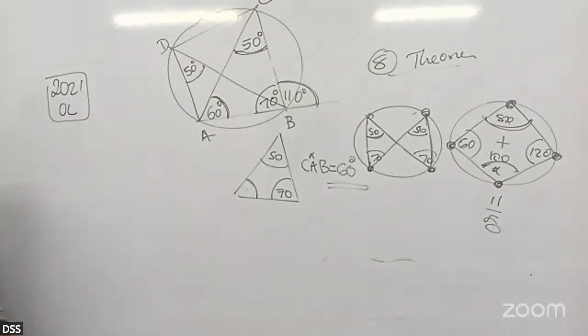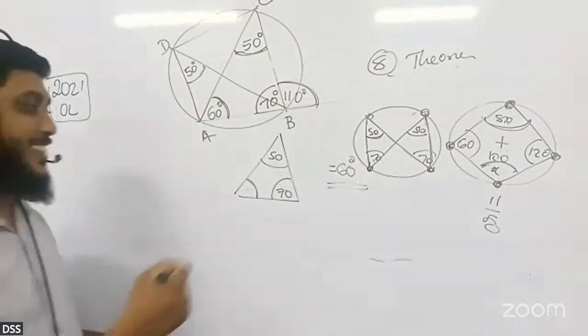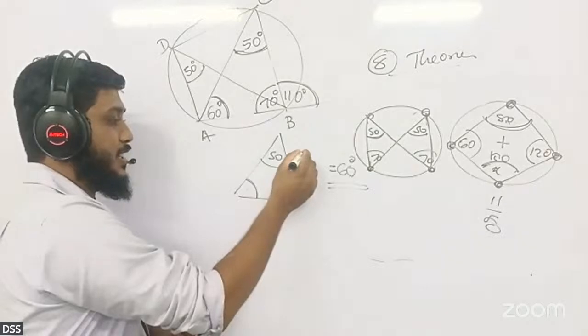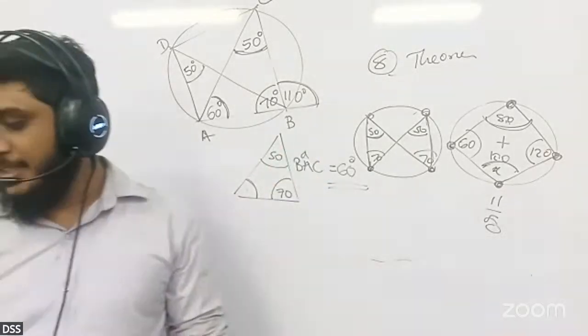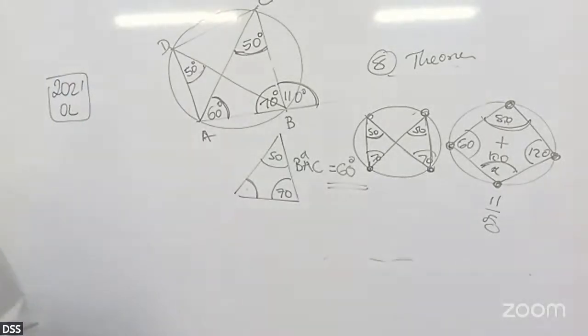Right? BAC they have given. CAB, BAC, they are the same thing. Anyhow, BAC, write it as BAC if you like. So BAC is how much? 60 degrees. Clear? Right. Nice. Okay, good.